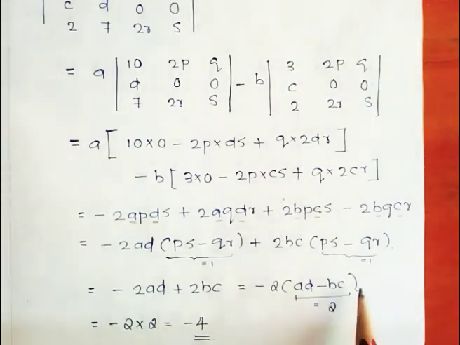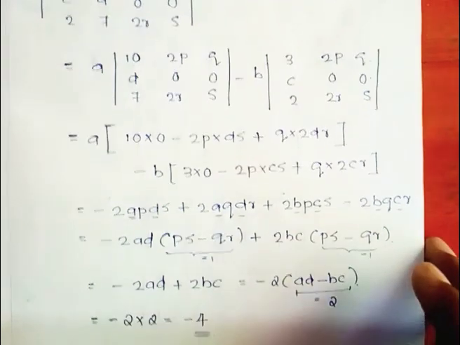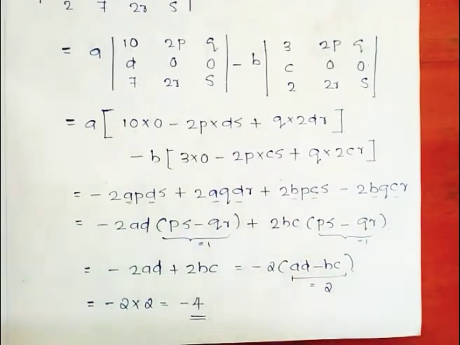So we get AD minus BC, and from the question it is given that AD minus BC is equal to 2. So substituting AD minus BC equal to 2 here, we get minus 2 into 2, which is equal to minus 4. That is, the determinant of the given 4 by 4 matrix is minus 4.